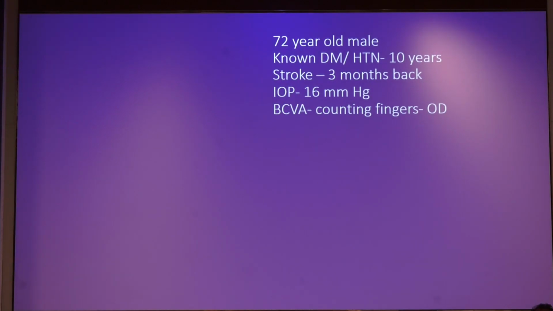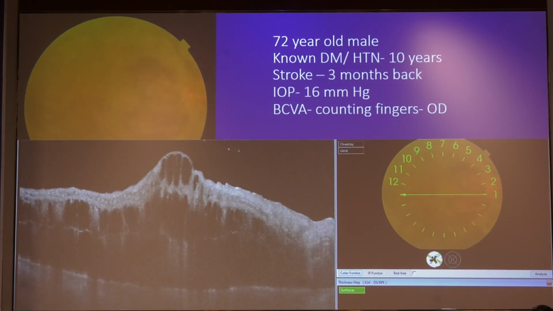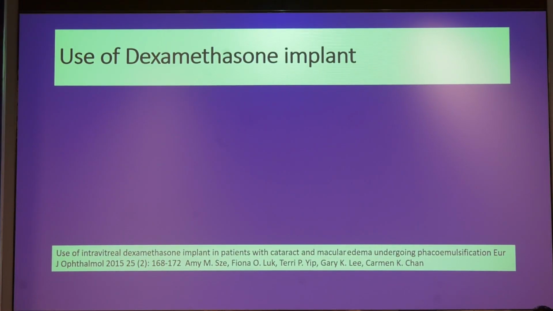So this was my last patient, a 72-year-old male, a known diabetic and hypertensive for 10 years, who had a history of stroke 3 months back. Intraocular pressures were 16 millimeters. Best corrected visual acuity was counting fingers. Again, grade 3 cataract was there, and you see dot and blot hemorrhages throughout the fundus. When an OCT was done, it showed a huge macular edema. As he was already a stroke patient within the past 3 months, we gave a dexamethasone implant.